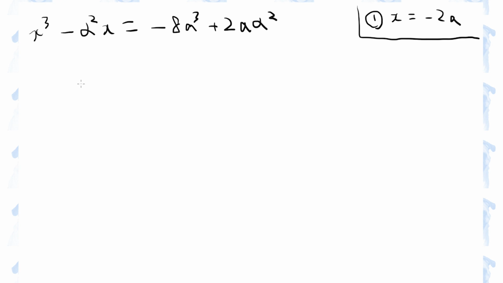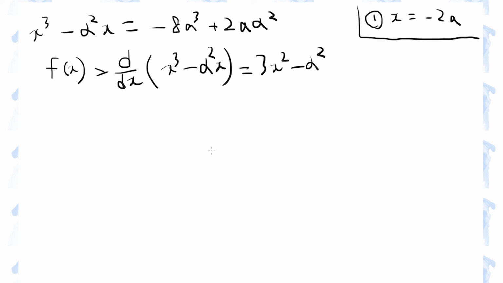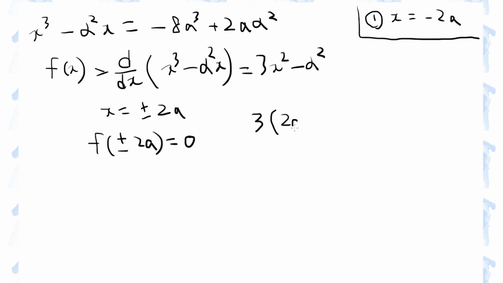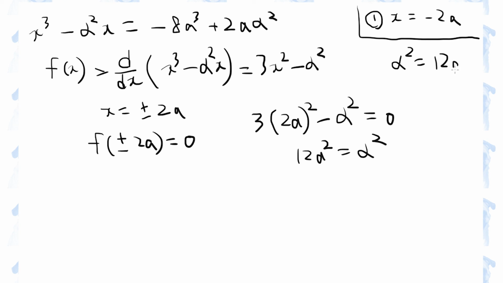Now, let's consider the quadratic function. We can obtain it by differentiating the cubic function. Now, the question stated that the extreme values of the cubic function are at x equals plus and minus 2a. Therefore, f of plus and minus 2a must be 0. 3 times 2a squared minus alpha squared is 0. So now we know that alpha squared is 12a squared.